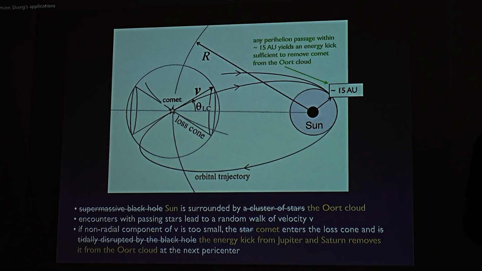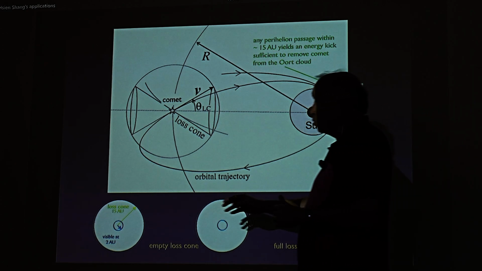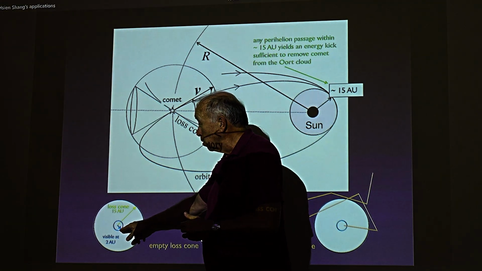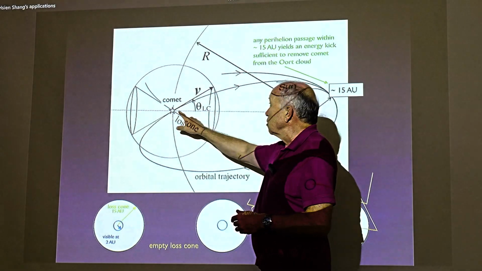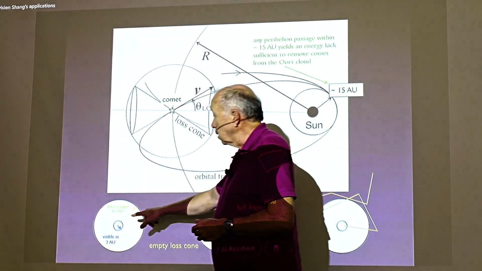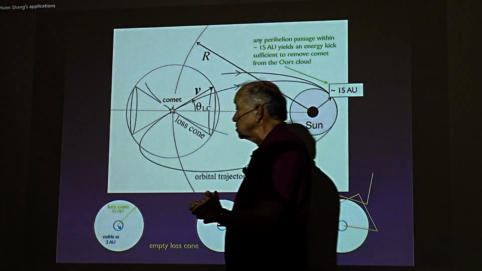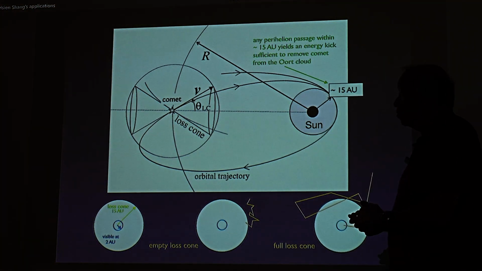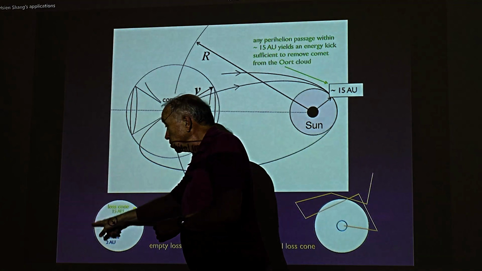The effect of the loss cone is quite an interesting one. Remember, you typically only see comets at very small perihelion distances. So here I've drawn a little circle, imagining that you're standing here looking down the loss cone. The comets are only going to be visible if their perihelion distance is less than a couple of astronomical units, but the size of the loss cone corresponds to a perihelion distance that's much larger.